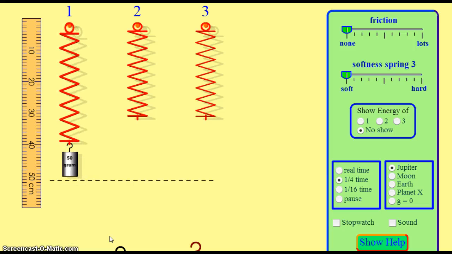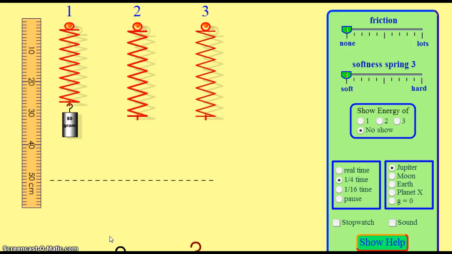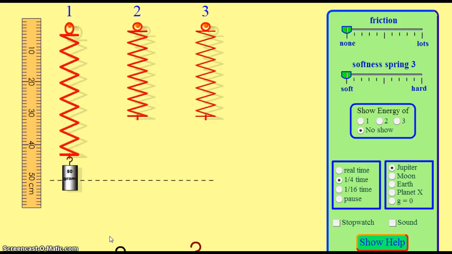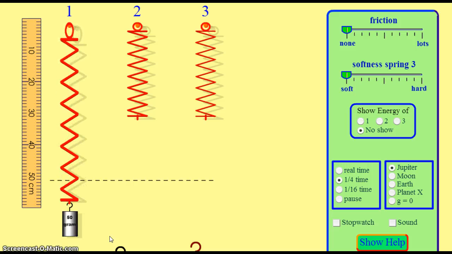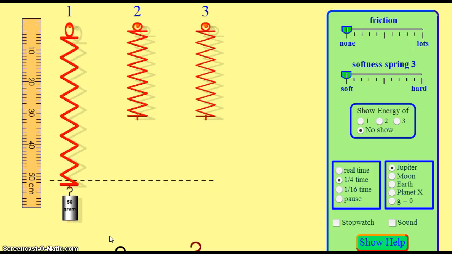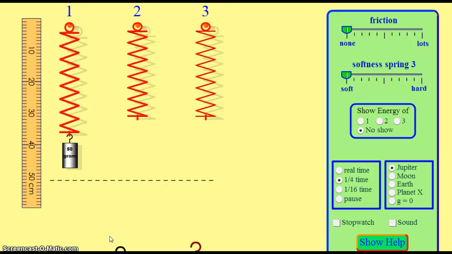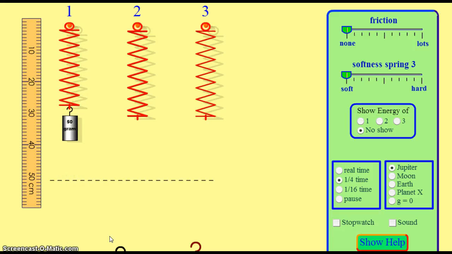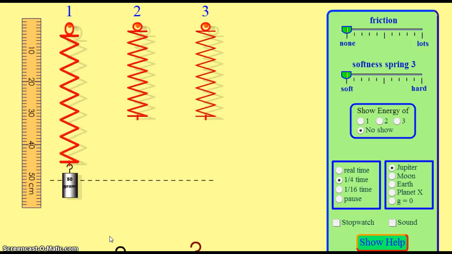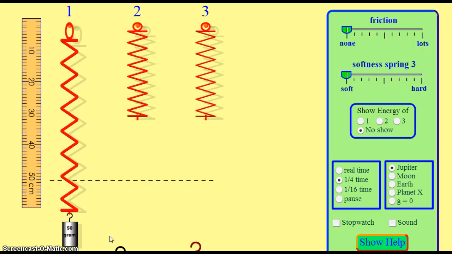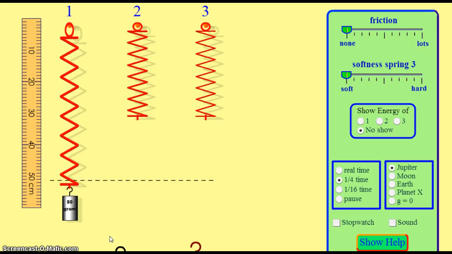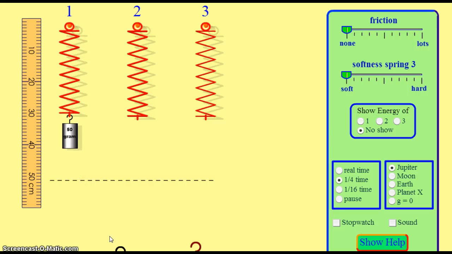Here's the answer. This system has no friction, and for that reason, the total energy is always going to stay the same. It moves back and forth. The total energy is continuously converted from kinetic energy to potential energy and back and forth. But what if we introduce some friction to the system?